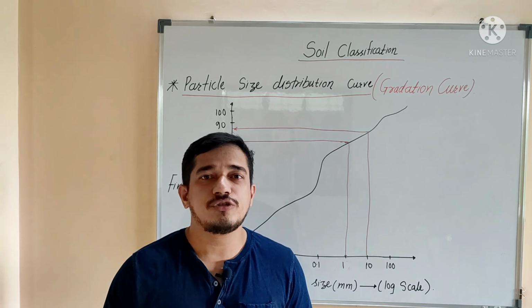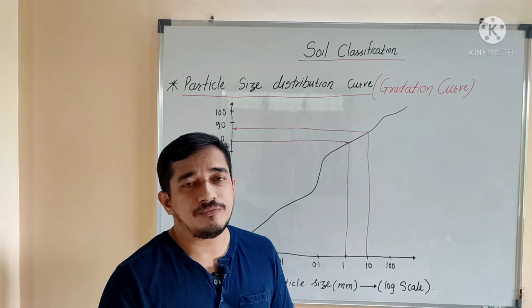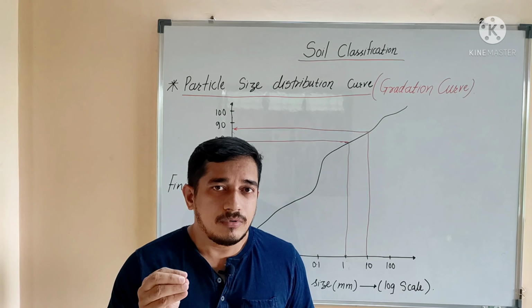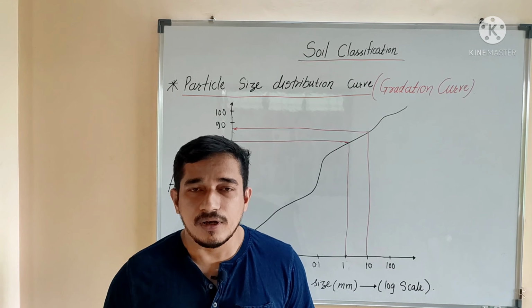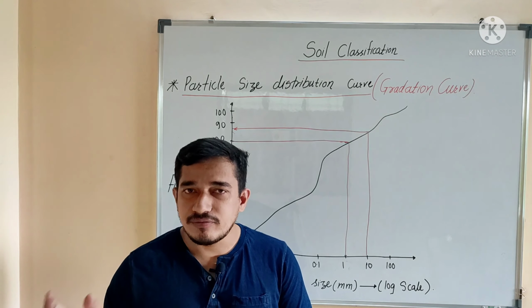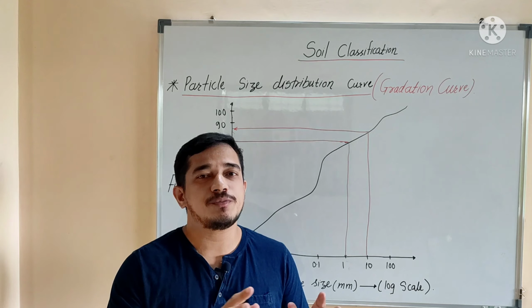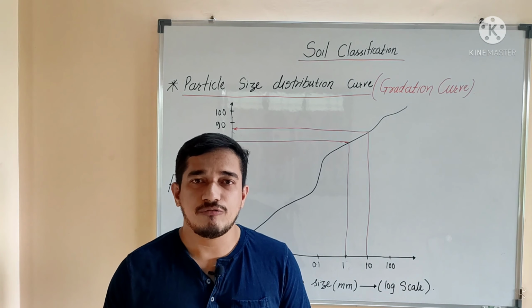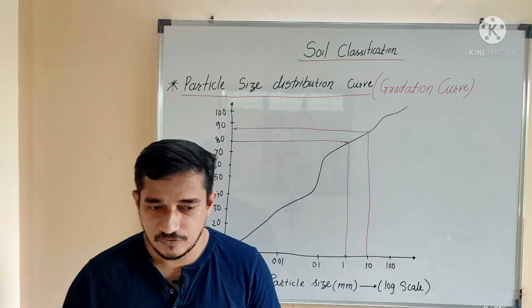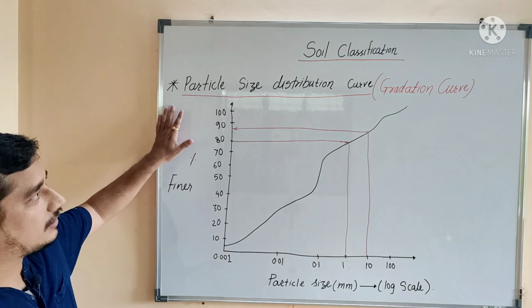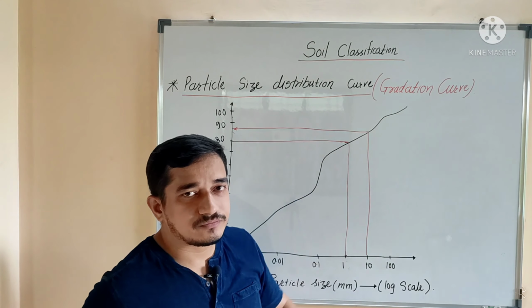So as to plot this gradation curve or particle size curve, we need the percentage finer for a particular size of particle. Before explaining the procedure for computation of this percentage finer, we will see what the percentage finer is and what the particle size distribution curve is. So this is the particle size distribution curve, or we can say a gradation curve.